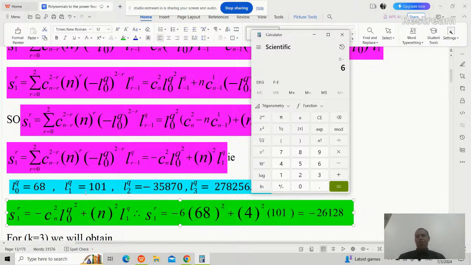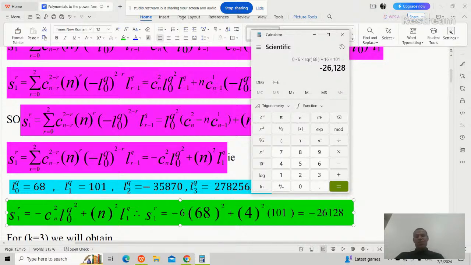This is L0 of q times 68 squared, plus, learners, n squared is 4 squared, which is 16, times the value of L1 of q. The value of L1 of q is 101, times 101. This has to be equal to negative 226,128. Therefore, we calculate the value of S1.